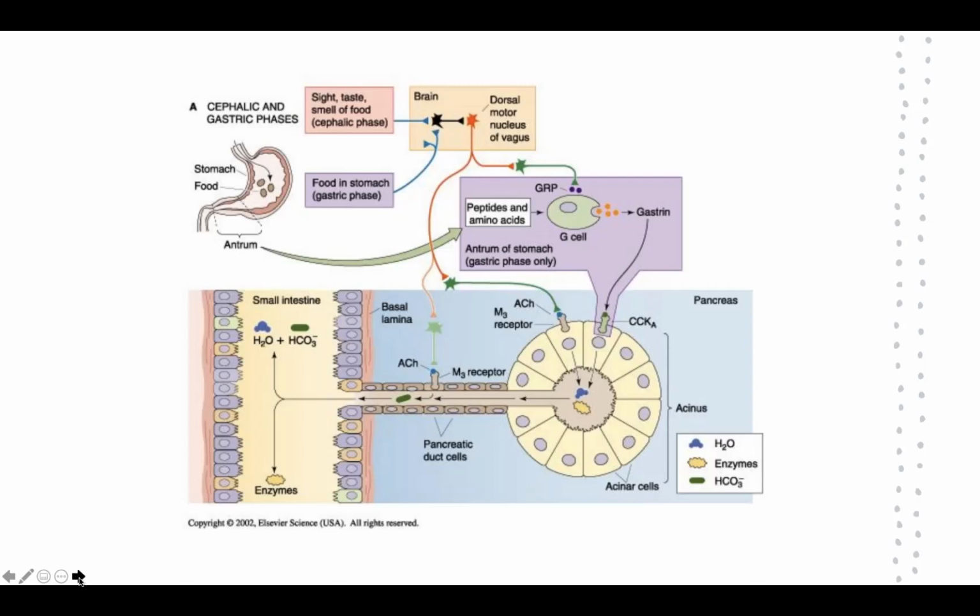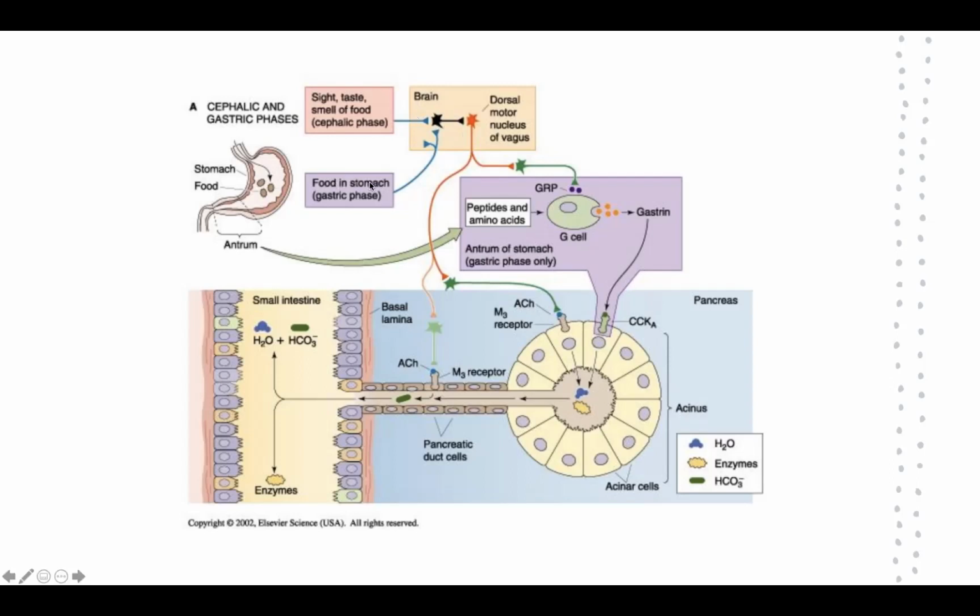So how is this process all regulated? Here we can see the cephalic and gastric phases. The cephalic phase is the pre-meal period, where you see the food, taste the food, and smell the food. These signals go to the brain, and are then transmitted and controlled through the vagal system.